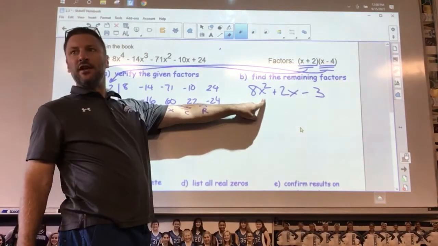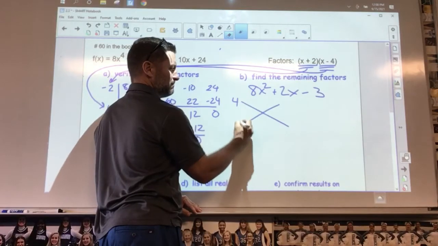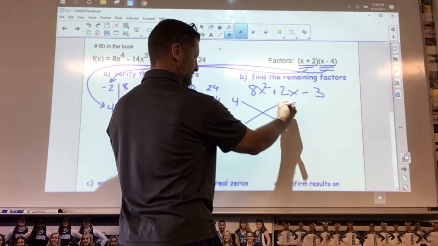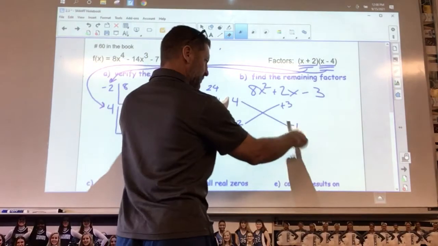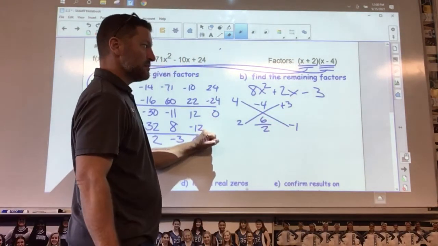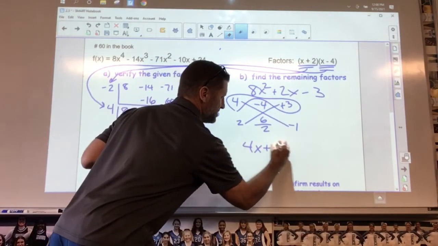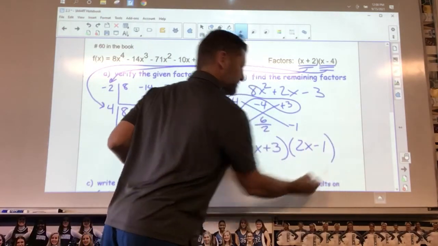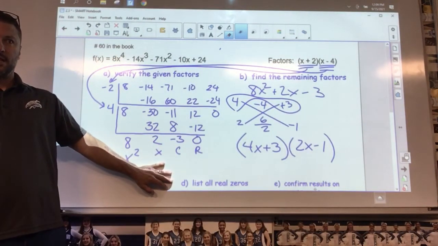How am I going to find the remaining 2 linear factors? Factor it. Positive 3 and negative 1. Negative 4. So the remaining 2 factors are 4x plus 3 and 2x minus 1.